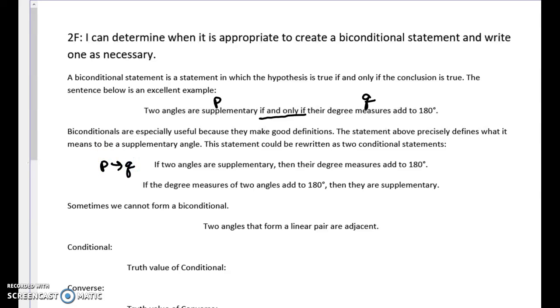If two angles are supplementary, then their degree measures add to 180. That's true. The other one is my Q then P statement. This is my reverse statement. It's the converse. If the degree measure of two angles add to 180, then they are supplementary. These are both true, so we were able to form a biconditional.